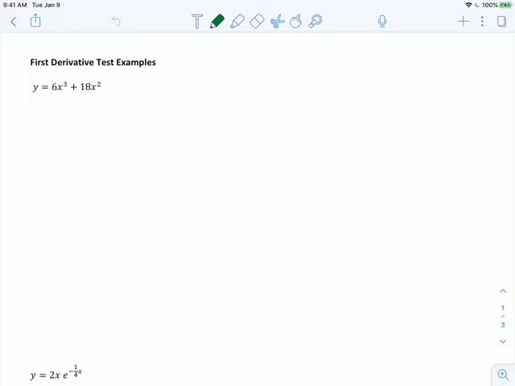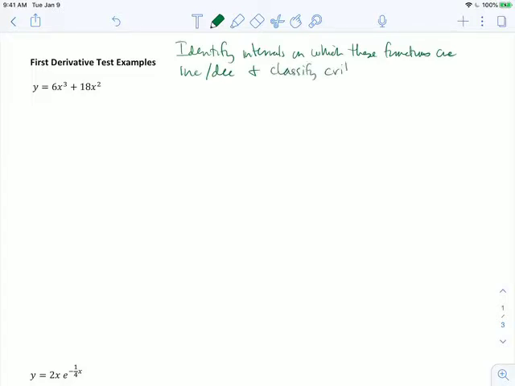So what we're going to do here, as I've just said, is identify the intervals on which these functions are increasing and decreasing, and classify critical points as local max or local min using the first derivative test.